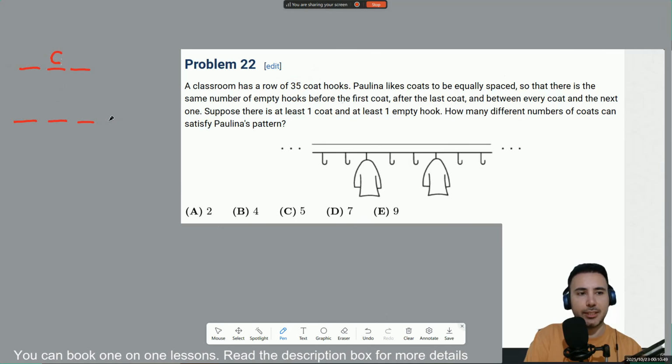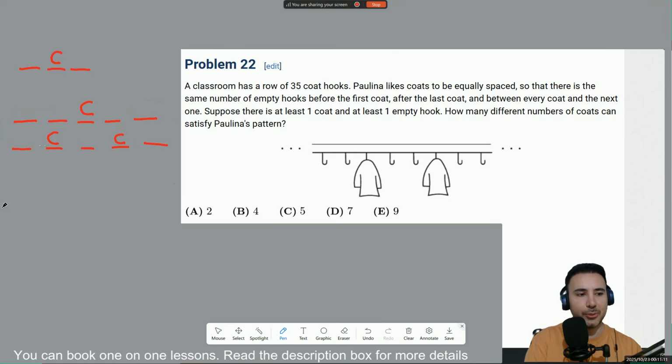So what is the next odd number? 5. Can I have C here? Yeah. 1 space here, 1 space here. That's one way. What else is possible for 5 spots? What do you think? I would put C here and C here. This is also possible, right? Empty space, code, empty space, code.